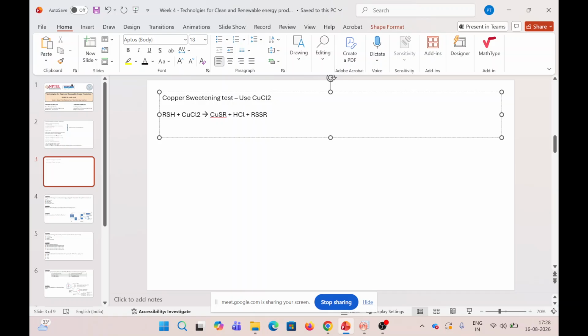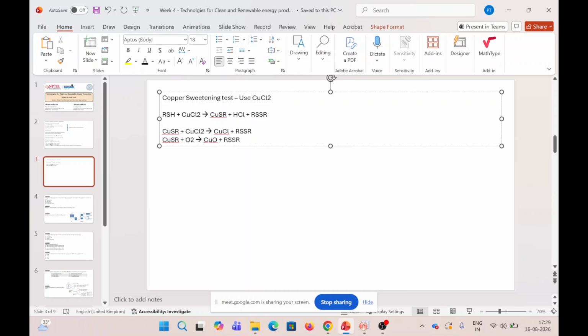Again, here also the same thing. There are chances for formation of CuSR, which may react with the copper chloride itself, leading to the formation of CuCl, that is cuprous chloride, plus RSSR. This CuSR also has a chance to react with the oxygen, leading to formation of CuO plus RSSR.